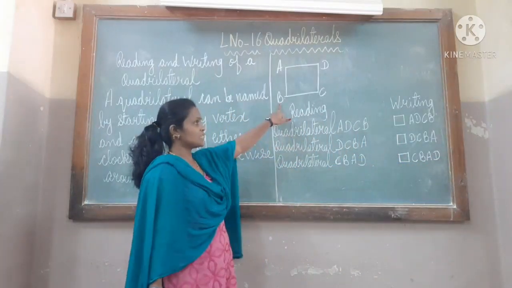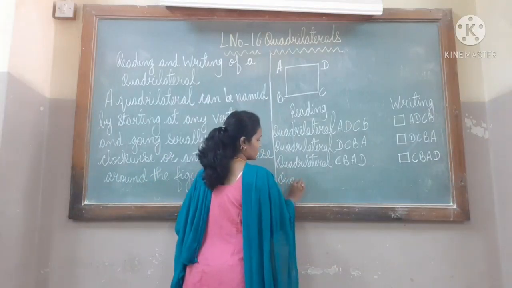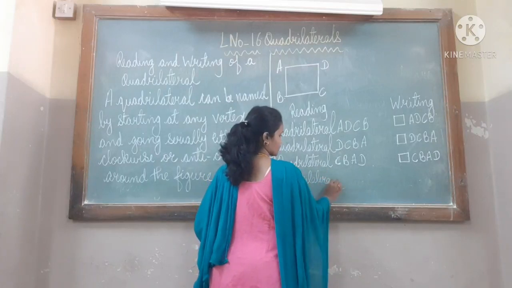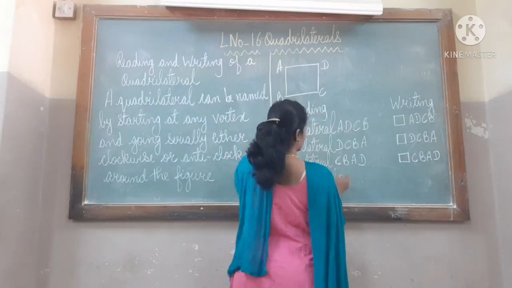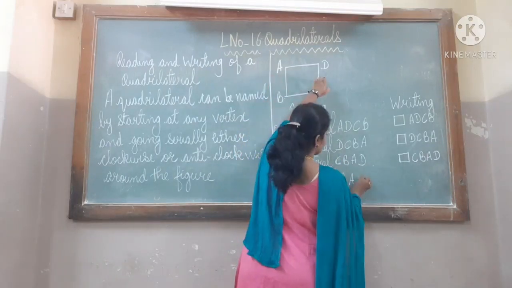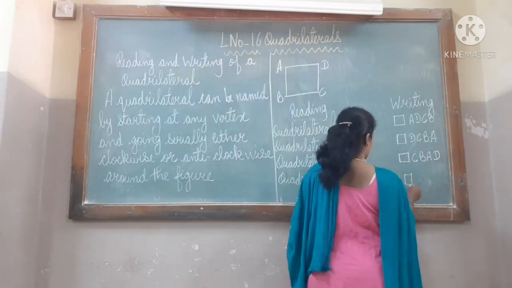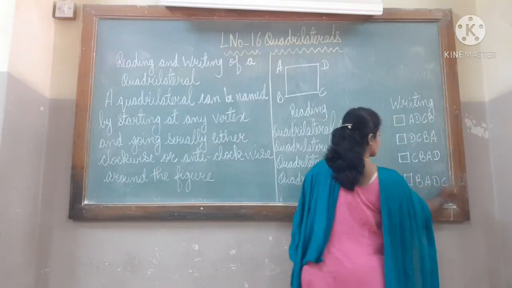Then finish. Then start writing from D. So you will write quadrilateral, after C is over, you will write from B, A, D, C. And here you will write the sign of quadrilateral B, A, D, C.